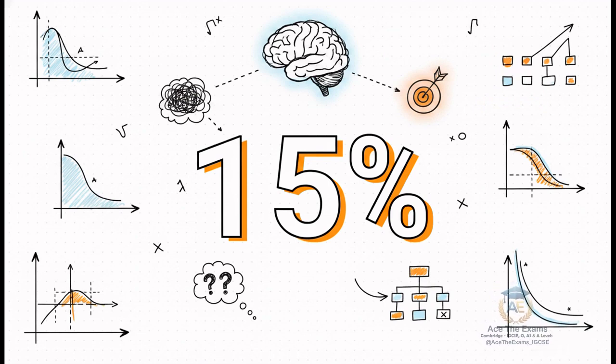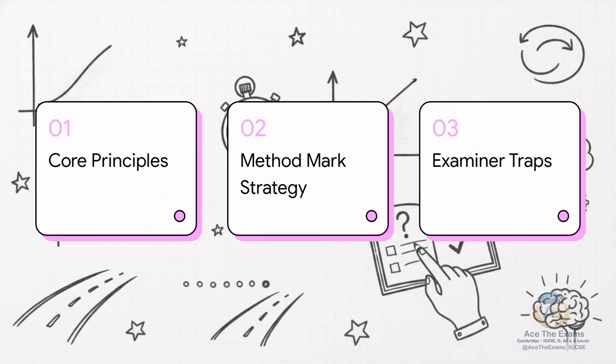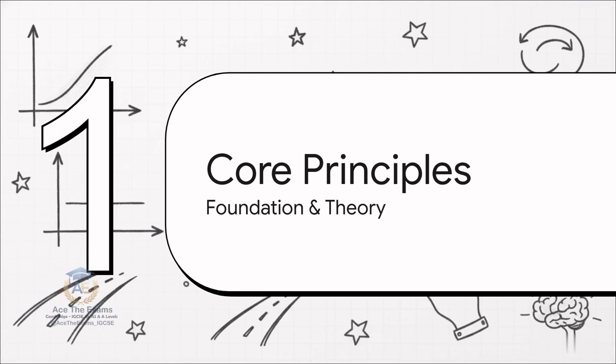When you walk into that exam hall, you can't just hope for the best. You need a system, and that is exactly what we're going to build today. So, here is our masterclass blueprint for today. First, we'll lock down core principles and theory. Second, we'll introduce the method mark strategy. And third, we'll expose the top 3 examiner traps. Let's kick things off with Section 1, Core Principles and Foundation Theory.